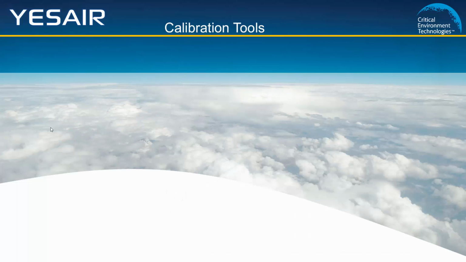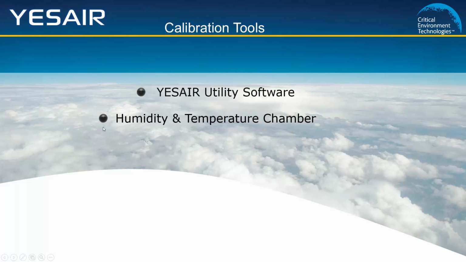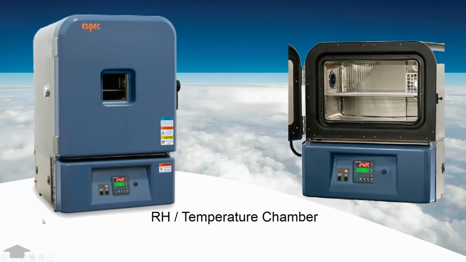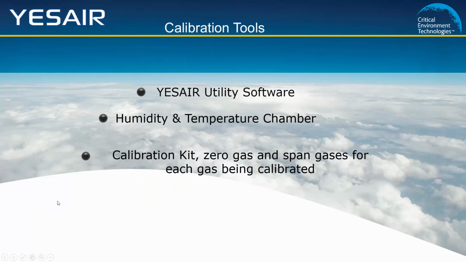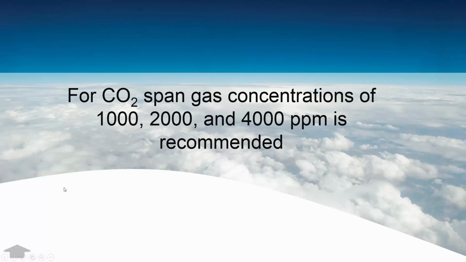To begin the calibration procedure, you will need the YESAIR utility software installed on your computer, a humidity and temperature chamber, a calibration kit, a zero gas cylinder and span gases for each type of gas being calibrated, and if you are calibrating carbon dioxide, 3 span gas concentrations are required. We recommend concentrations of 1,000, 2,000, and 4,000 ppm.